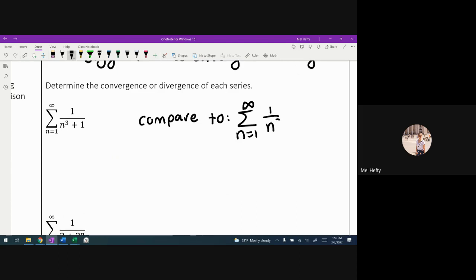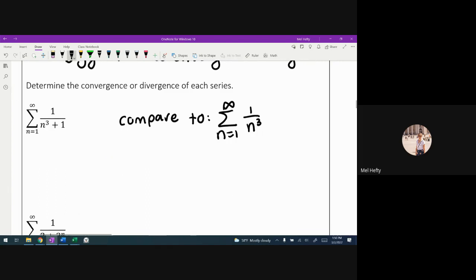1 over n cubed. So we want to choose something that looks very similar, but drops the extras. We're hoping to get this down to either a geometric series or a p series, ideally. Which one is this? What kind of series is this? All right, p series. So what's p? 3. Why do I care? Bigger powers are better. So 3 being bigger than 1.